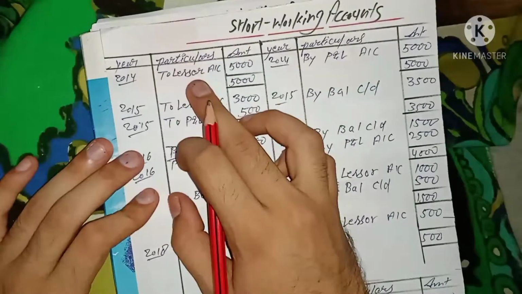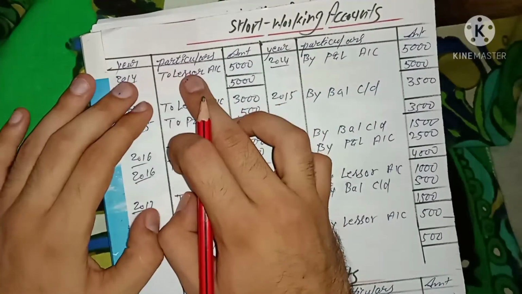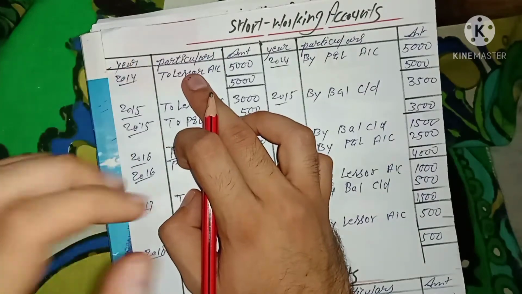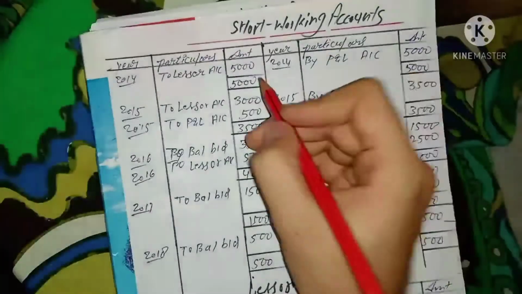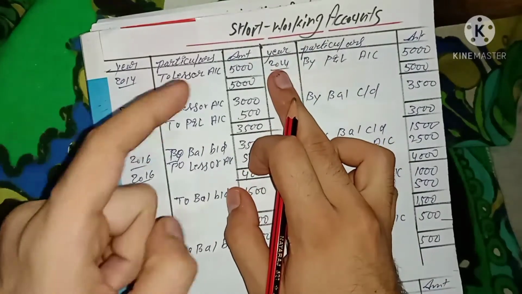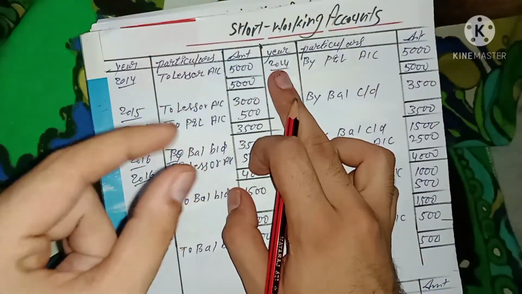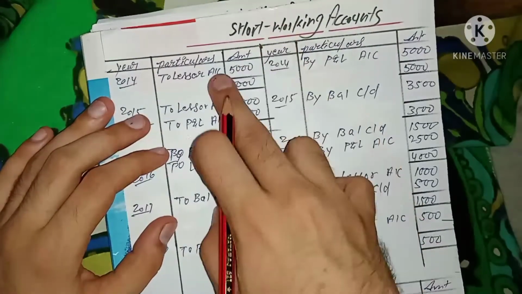In the first year there was not even a single penny of actual royalty. The whole amount was short working, which occurred in the year 2014. Here you can see 5,000 rupees, which is also payable to the lessor. Generally we pass an entry of royalty and short working to the lessor, so here you can see the short working amount to the lessor.